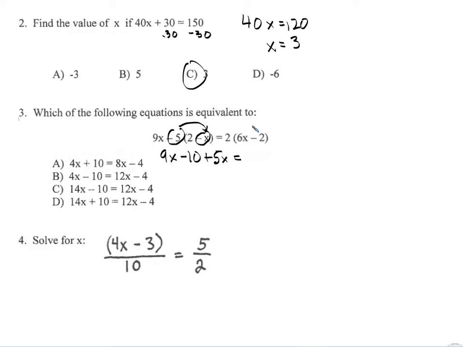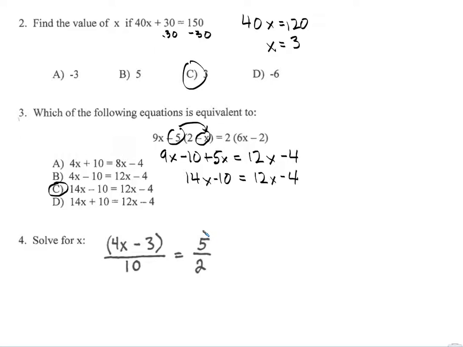This is equal to, distributing the 2 again, this is going to be an easy one. I'm just distributing a positive number. 2 times 6x is 12x minus 4. And simplifying the right-hand side, a 9x plus a 5x is a 14x, and I still have the minus 10, is equal to 12x minus 4. And 14x minus 10 is C. Nods head on number 3.